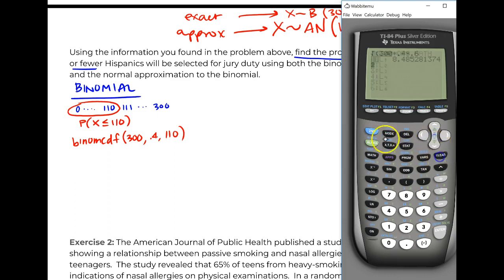So binom CDF, 300, 0.4, 110. Oops. Oh, that's 30 instead of 300. Let me fix that. Go back and make that a 300.